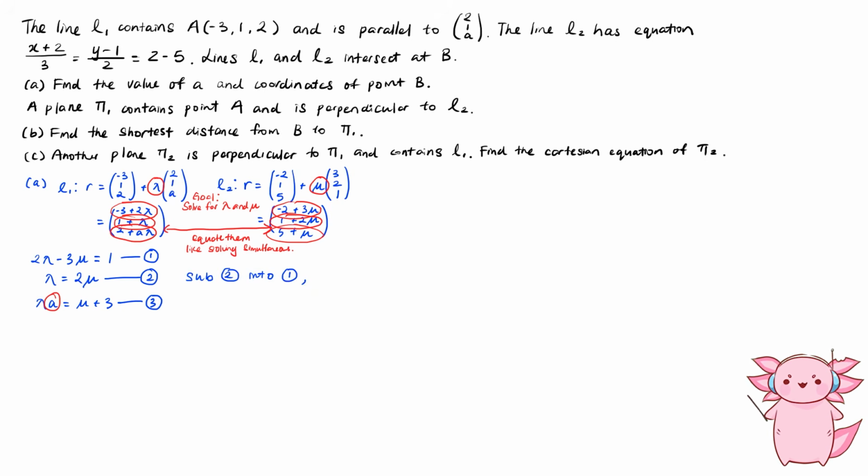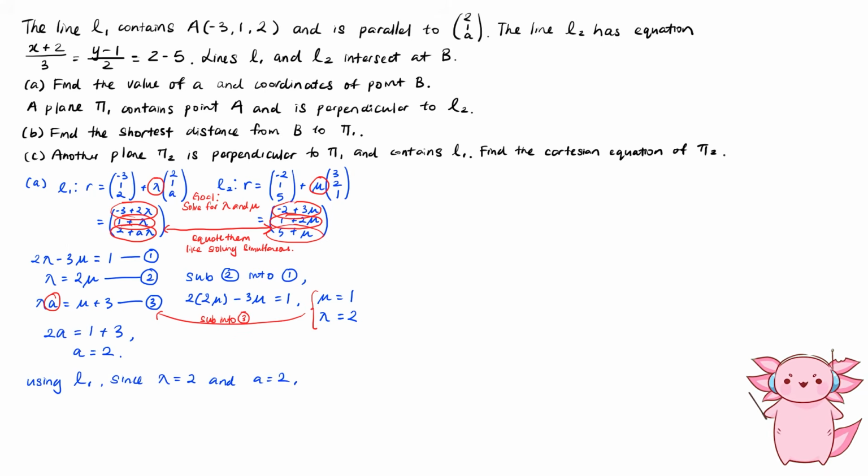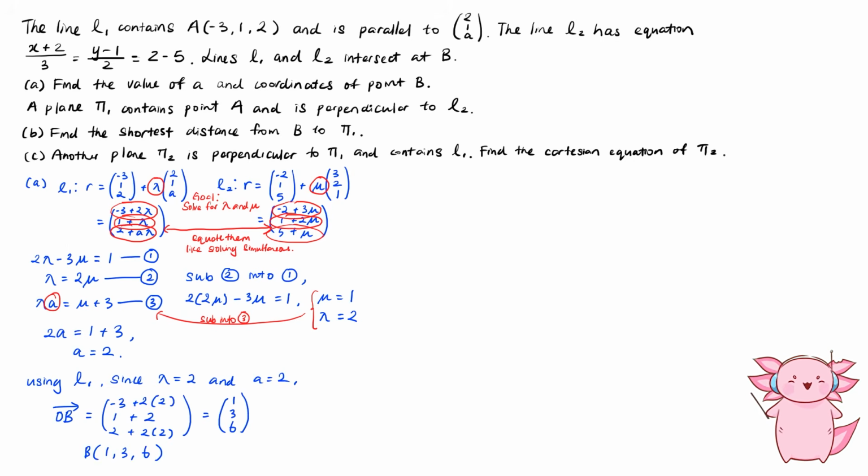Let's sub equation 2 into equation 1, which gives us mu equals 1 and lambda equals 2. After subbing those into equation 3, we can get a equals 2. Finally, to find OB, we can sub it back into either line, so I'm just gonna sub the values we found into line 1, and we can get the coordinates of B to be (1, 3, 6).